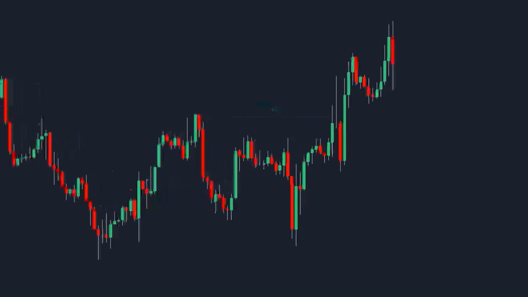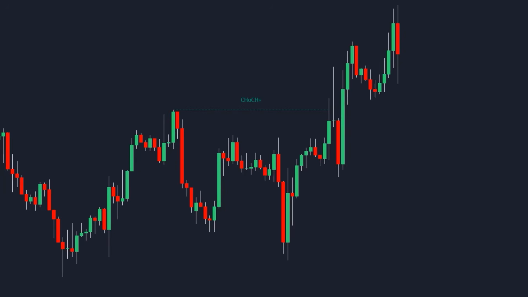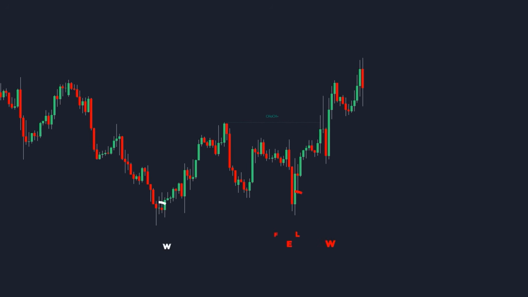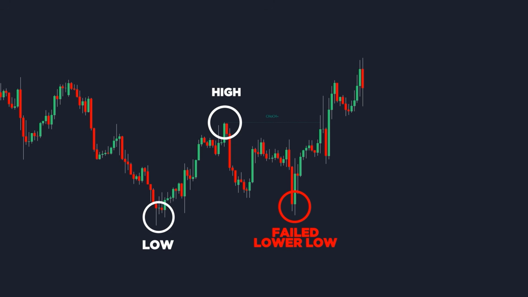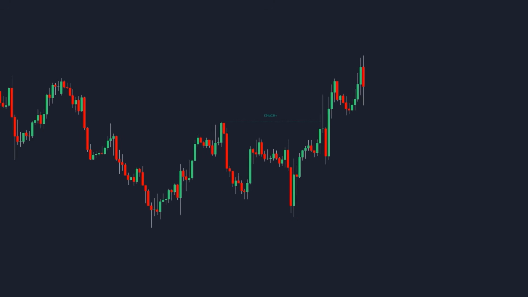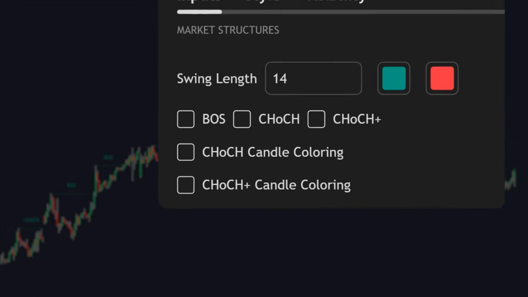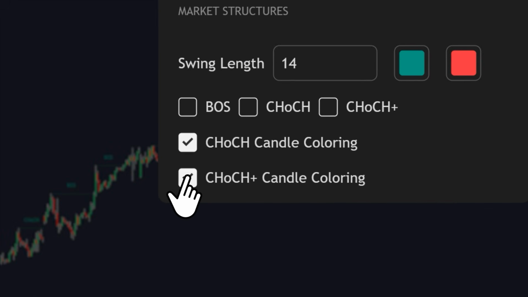But what if something bigger happens? That bigger move is what we call the change of character plus, or CHoCH plus. These are stronger than a regular change of character. They form when price fails to form a higher high or lower low before reversing, and they're also used to spot early trend reversals. In the indicator settings, you can enable CHoCH and CHoCH plus candle coloring.